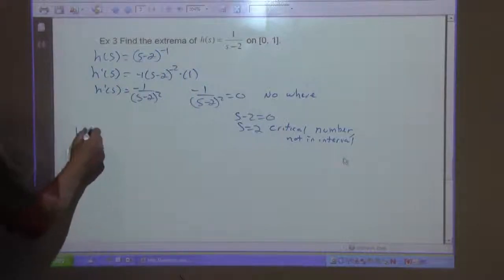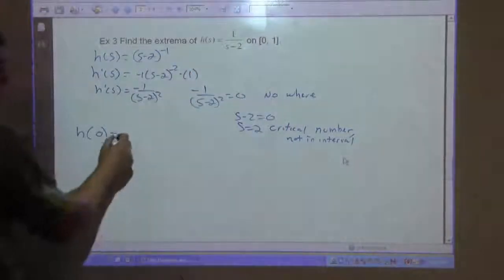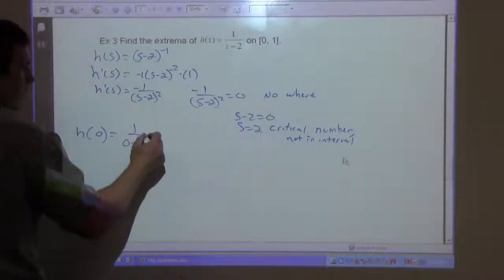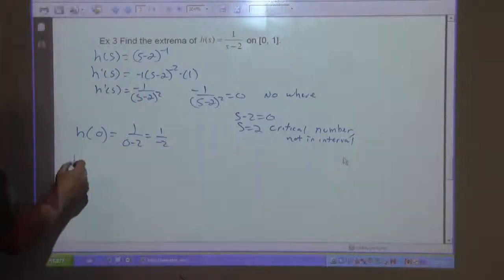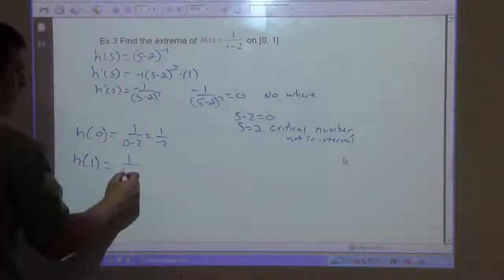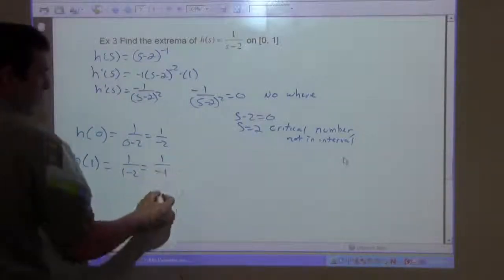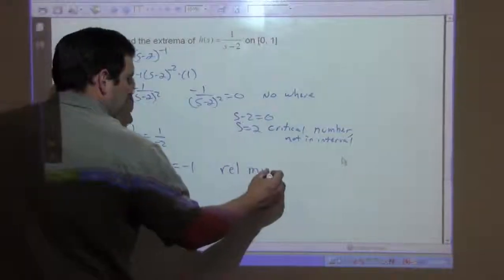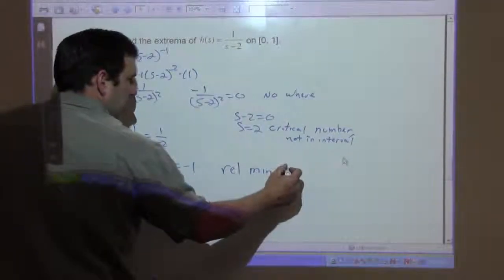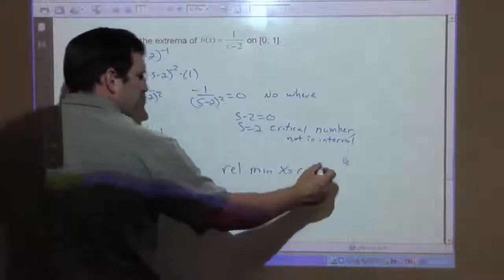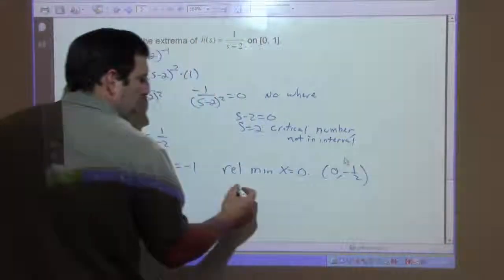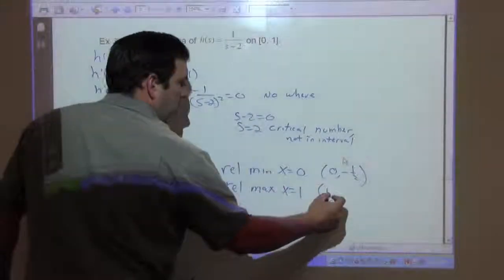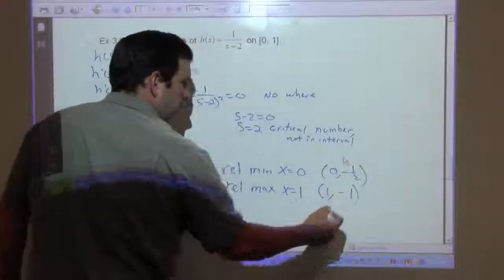So we look at h of 0, because that's in the interval. That's going to be 1 over 0 minus 2, that's 1 over negative 2, or negative 1/2. And h of 1 is going to be 1 over 1 minus 2, that's 1 over negative 1, which is negative 1. So our relative min is going to be at x equals 0, so we're talking about 0, negative 1/2, and the relative max is at x equals 1, we're talking about 1 comma negative 1.